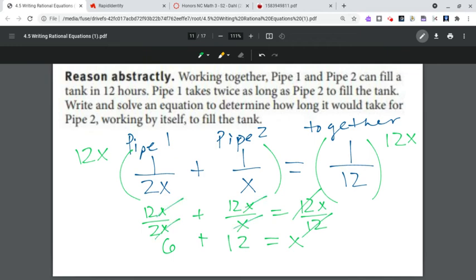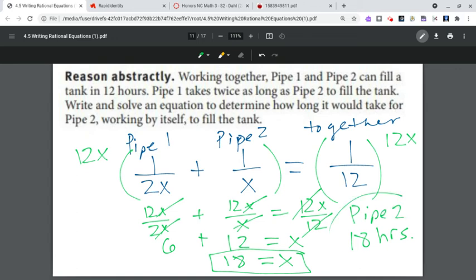12 divided by 2 is 6. 18 equals X. So pipe 2 working by itself would take 18 hours, which essentially means pipe 1 would take 36 hours. Whew. Okay.